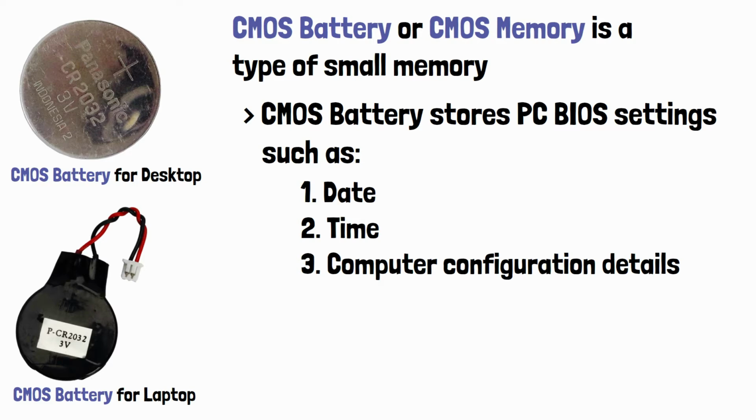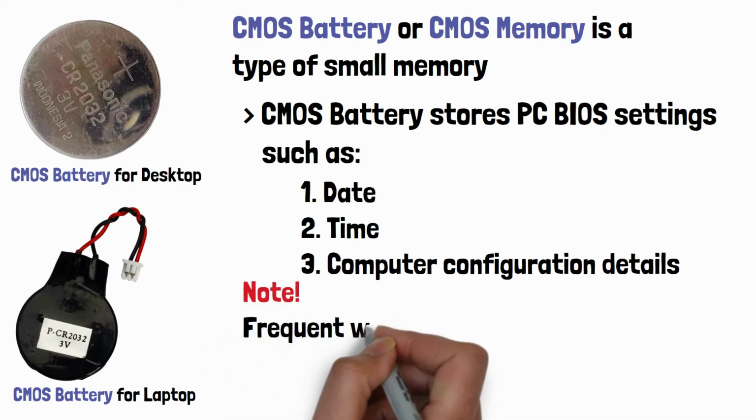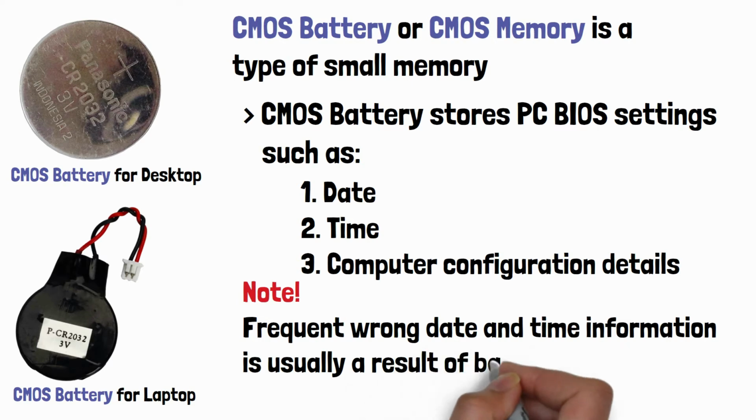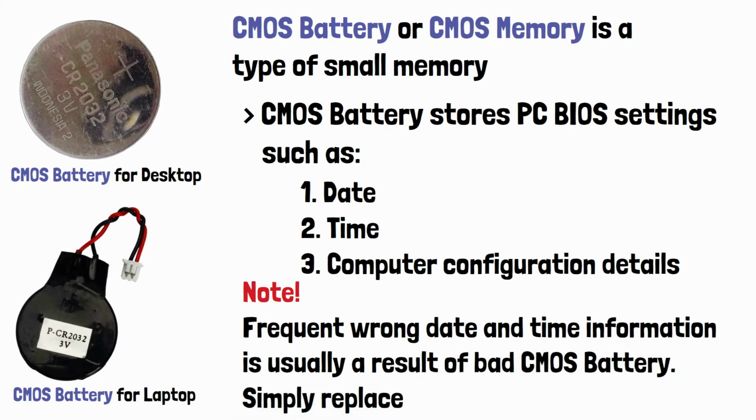Now, the CMOS memory stores the settings of a computer BIOS, such as date, time, and configuration details of the computer. Current configuration details of the computer, as it were. You see, sometimes you may notice that when your computer goes off unexpectedly, or when you start your computer, that your system time is incorrect. This is usually an indication that your CMOS battery has gone bad and needs to be replaced. In other words, the CMOS battery is responsible for storing this information that we've mentioned earlier. Things like date, time, and the rest of them.